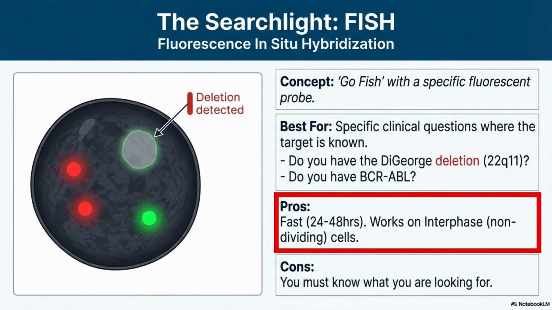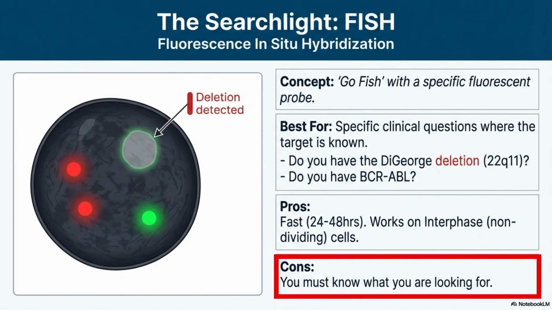The pros for this test are, it is fast. It takes around 24 to 48 hours to give the results. It doesn't need dividing cells. It can work in interphase also. The cons are, you must know what you're looking for. You can't just say, check everything.